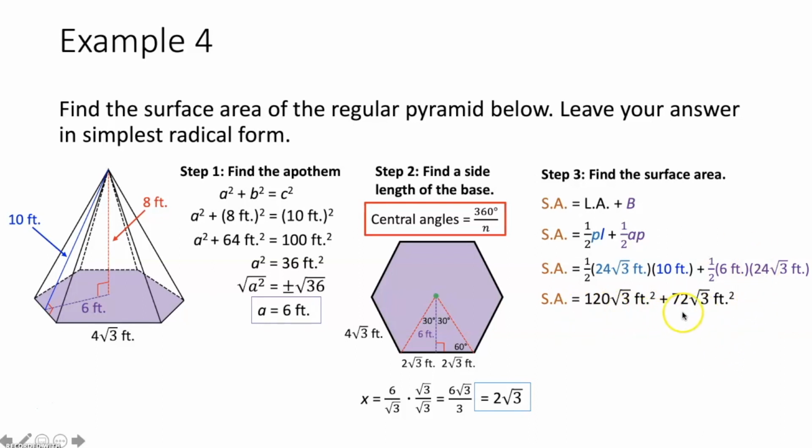And remember, when you're adding like radicals, meaning they have the same thing under the radical, all you have to do is just add the coefficients together and keep the radical the same. So treat it like a variable. If you have 9x plus 3x, you get 12x. If you have 120 rad 3 plus 72 rad 3, you get 192 rad 3 feet squared, or square feet. That would be the surface area of this regular pyramid.